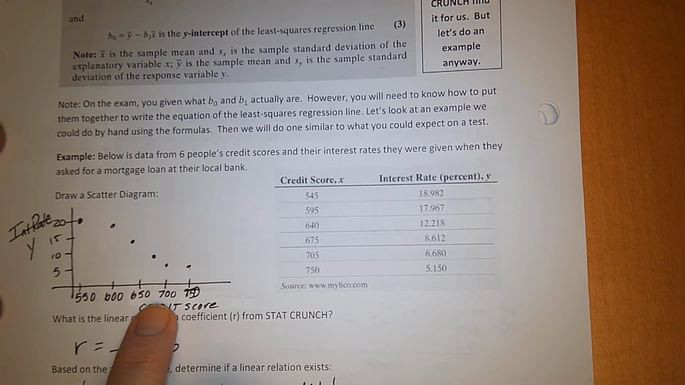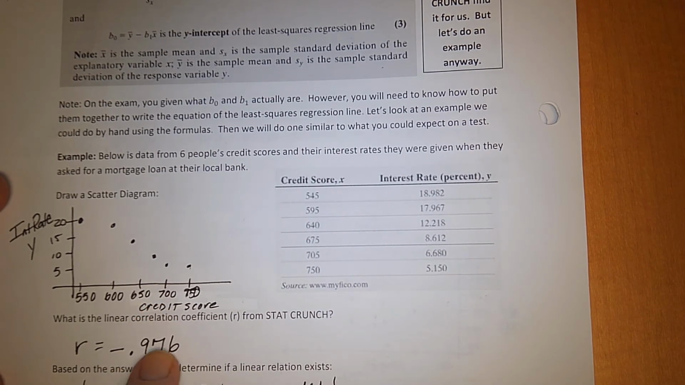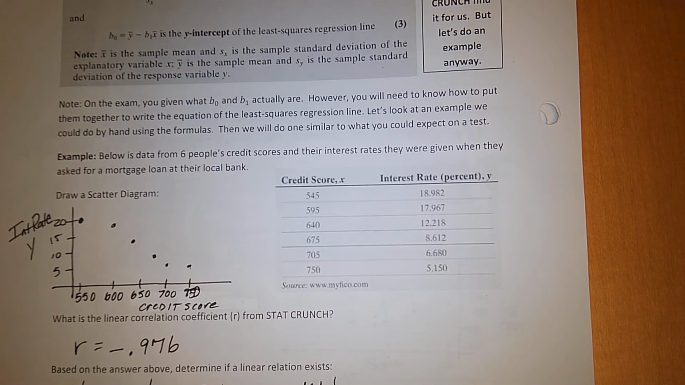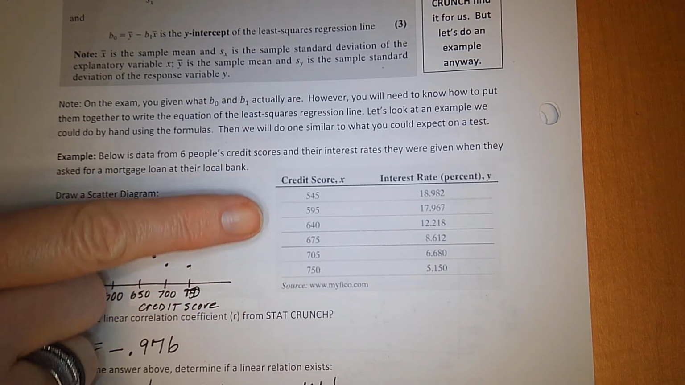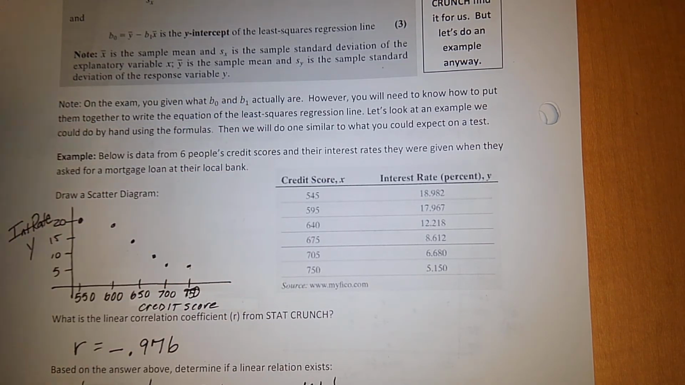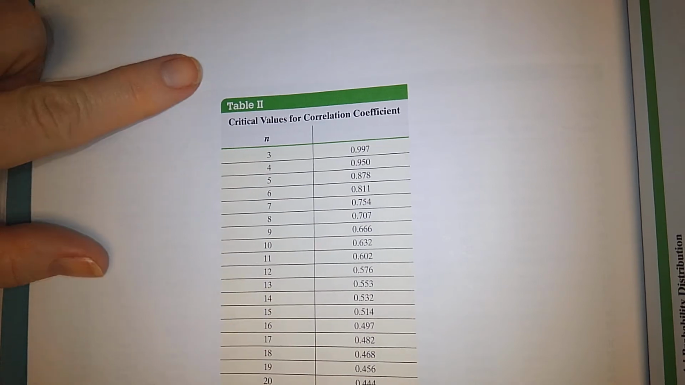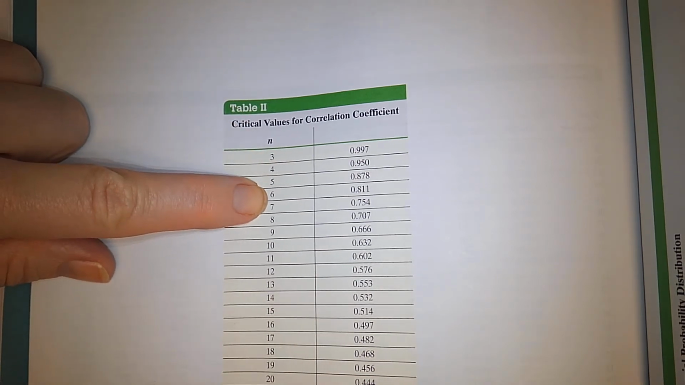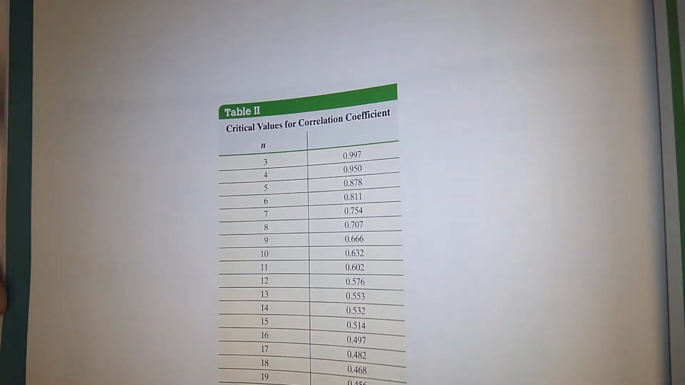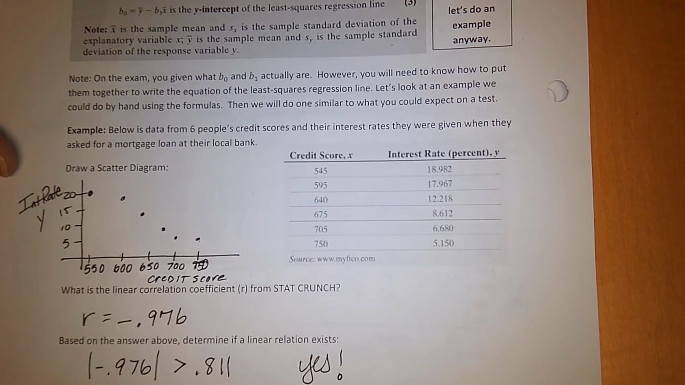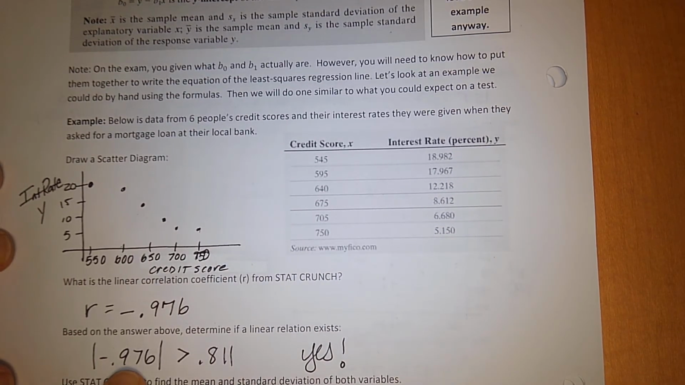After we drew the scatter plot, which we also did in Statcrunch, we found that the linear correlation coefficient in Statcrunch was negative 0.976. So based on the answer above, is there a linear relationship? Well, you can see that we had 6 individuals, or 6 was our N, the number in our sample. If we go to table 2, which was from our book, and go to an N of 6, you can see that we have a critical value of 0.811. So that's what we need to compare our R to. What we did here is compare our R, which is negative 0.976, taking the absolute value of that.